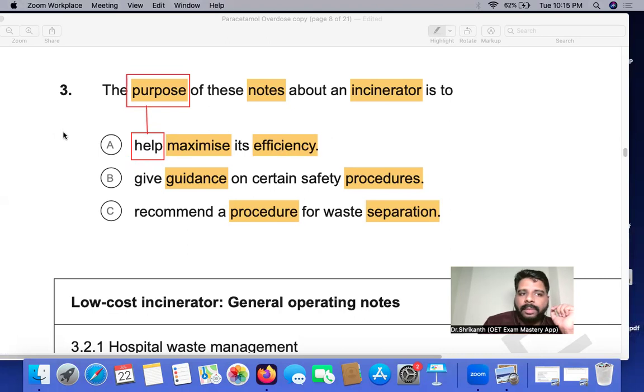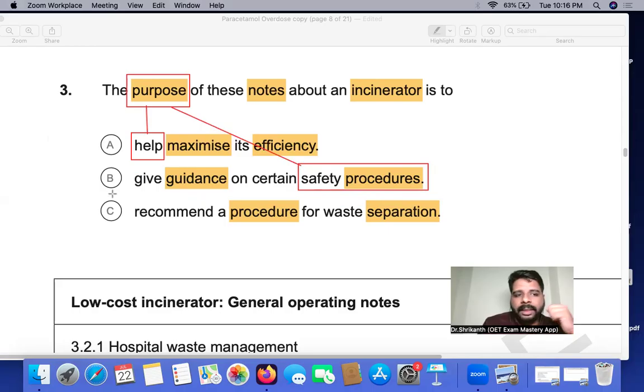Now, what is the verb in answer option B? To give guidance on certain safety procedures. So what would be the action over here? What would be the main verb over here? Give guidance on certain safety procedures. Over here, we can say it is guidance, and again, safety procedures also. So I would say certain safety procedures will be the more correct answer. So we can give safety procedures as the main verb over here. So this is the main purpose, to give guidance on the safety procedures.